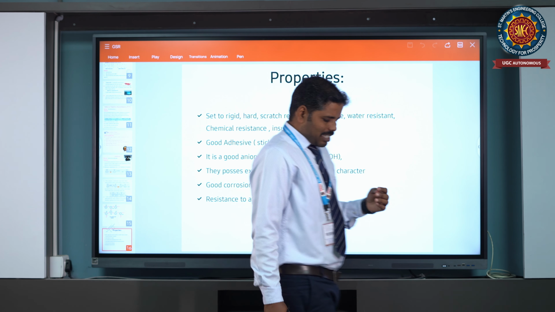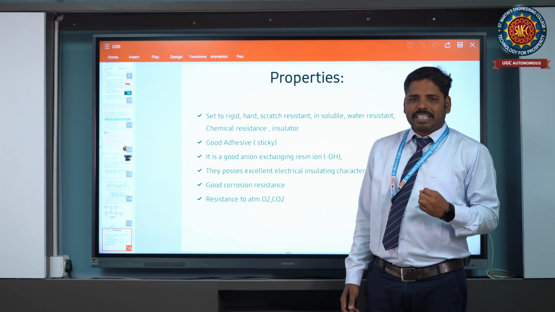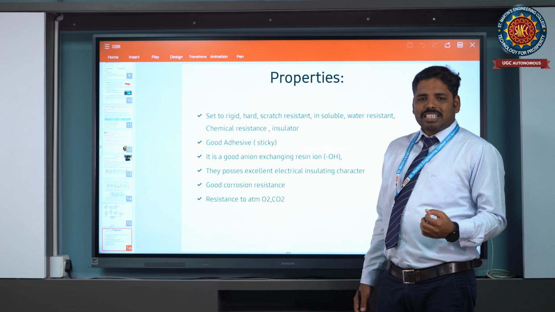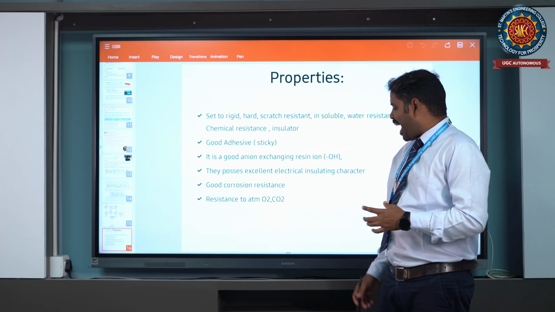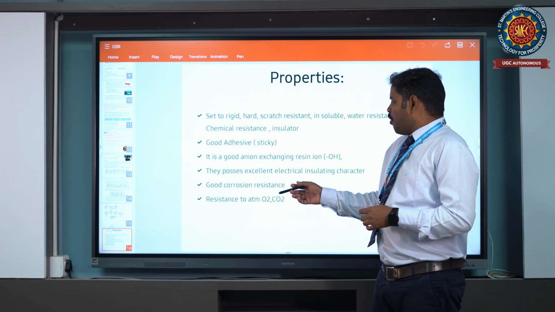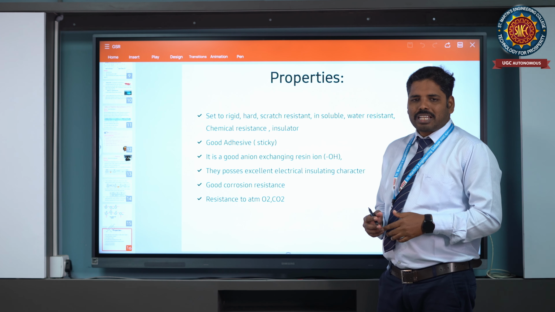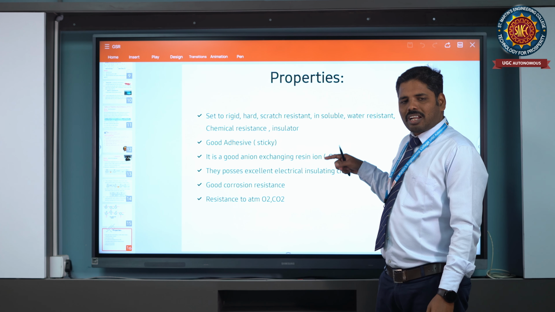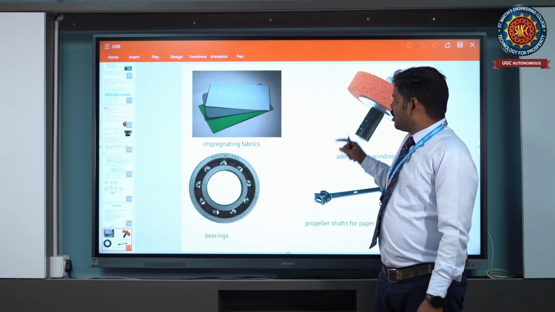Properties of bakelite. The physical properties. First one, it is a hard material, a rigid material. Strong, brittleness. Second one, it has stick properties. Third one, it is a good ion exchanger, OH ions. Good corrosion resistance in atmosphere, CO2 and oxygen. It is insoluble in organic solvents and also insoluble in water.